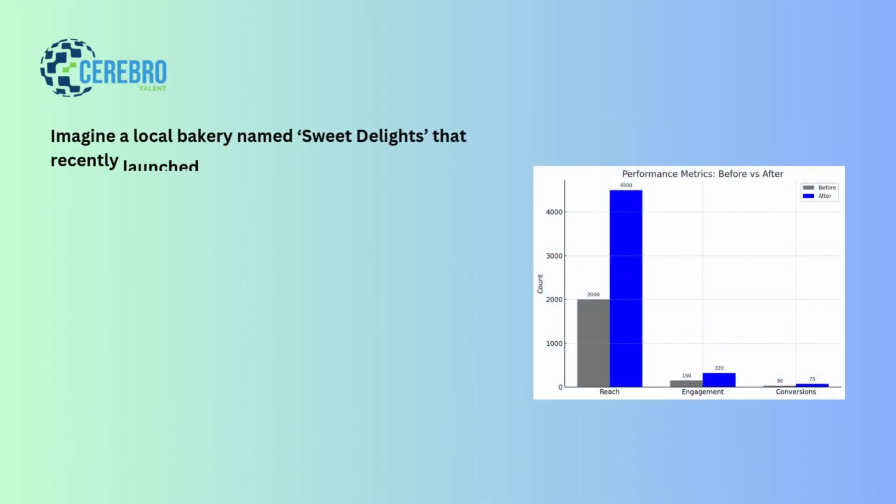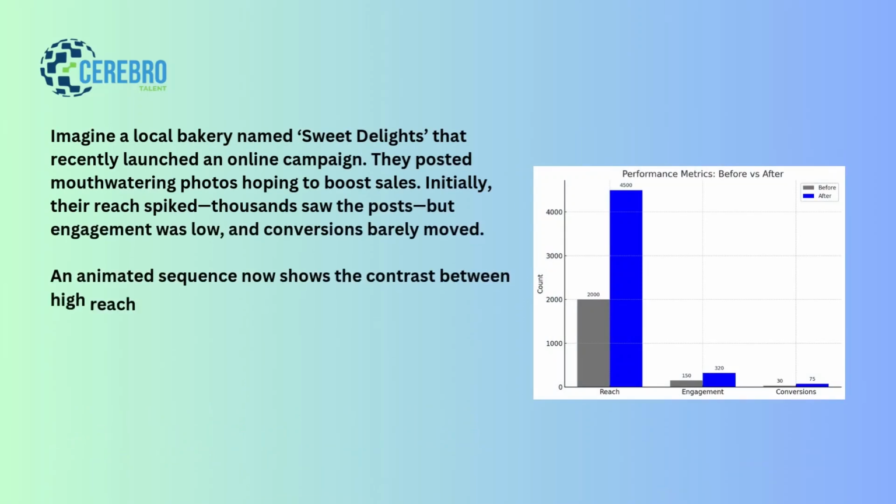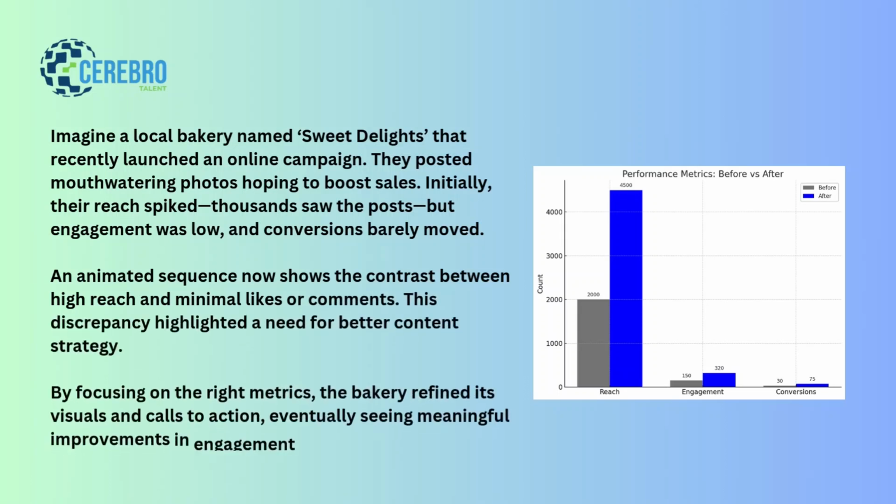Imagine a local bakery named Sweet Delights that recently launched an online campaign. They posted mouth-watering photos of new pastries, hoping to boost sales. Initially, their reach spiked. Thousands of people saw the posts. However, actual engagement was low. Minimal likes, just a few comments, and no surge in orders. This discrepancy highlighted a problem in their content strategy. By focusing on metrics, the bakery realized they needed more compelling visuals and calls to action. Soon, they adjusted their approach and saw meaningful improvements in both engagement and conversions.